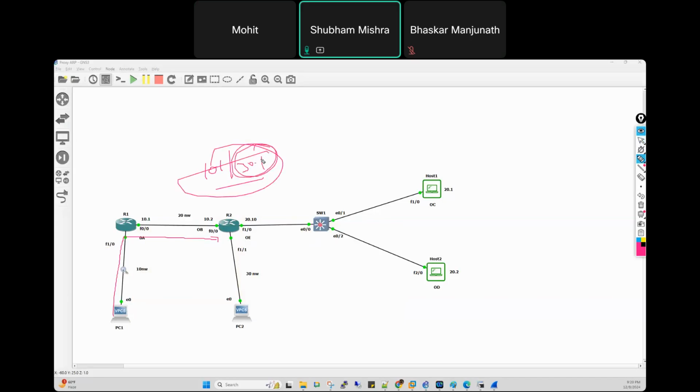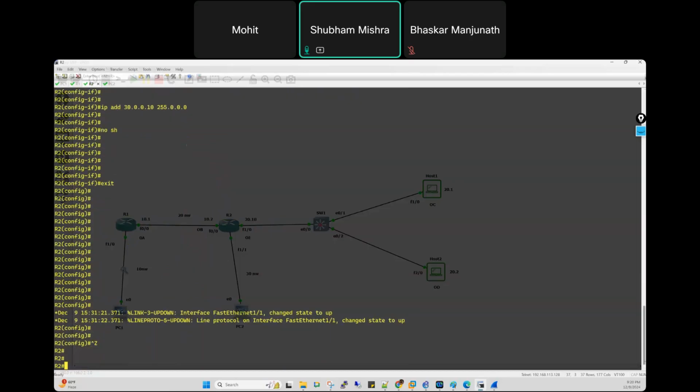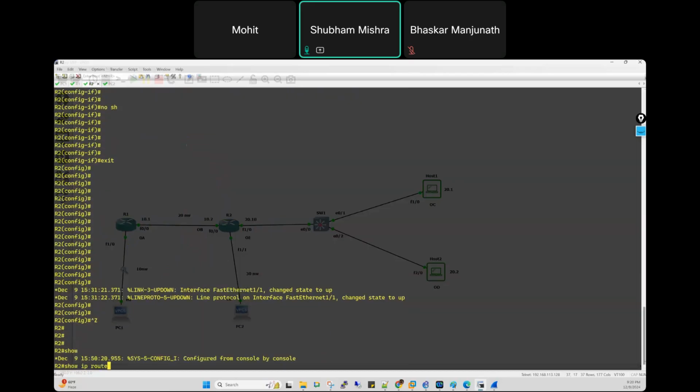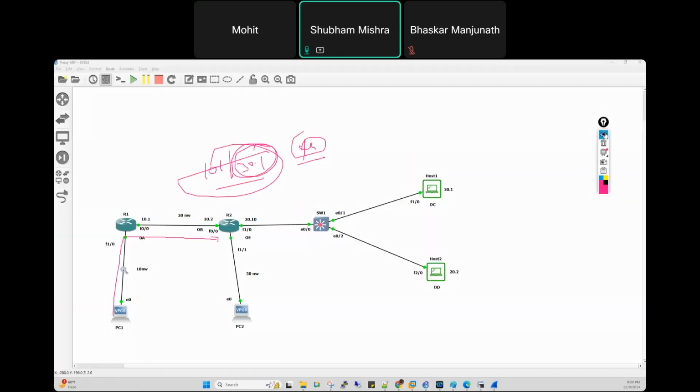Router number 2 will check whether the 30 network is present in my routing table. The router finds yes, the 30 network is present in my routing table with interface FastEthernet 1/1. Come to router number 2 and check with show IP route. You will get that the 30 network is directly connected with FastEthernet 1/1. So router number 2 will forward your packet towards PC number 2. PC number 2 finally receives it and will generate an ICMP reply.